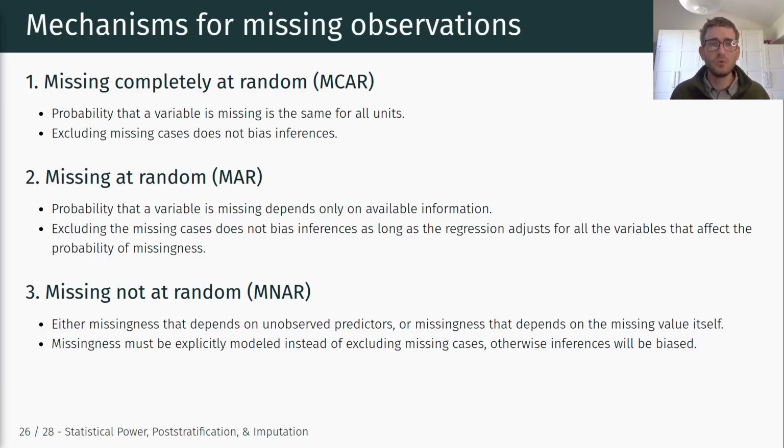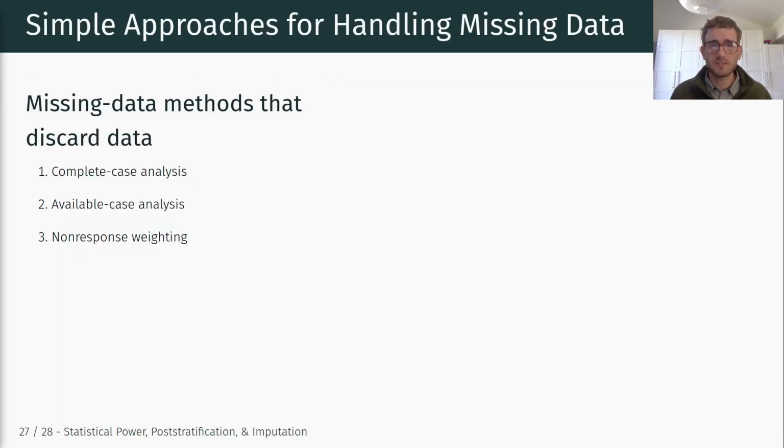And we can't just exclude missing cases, because otherwise our inferences will be biased. Okay. So after covering these different mechanisms for missing observations, let's take a look at the range of possible strategies or approaches for handling missing data. Okay, and this is an overview of all the different things that we could do. On the one hand, we have approaches where we discard data. Okay, so these are missing data methods that ultimately don't take into account all observations.